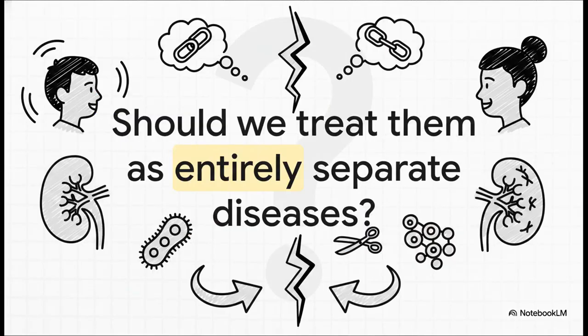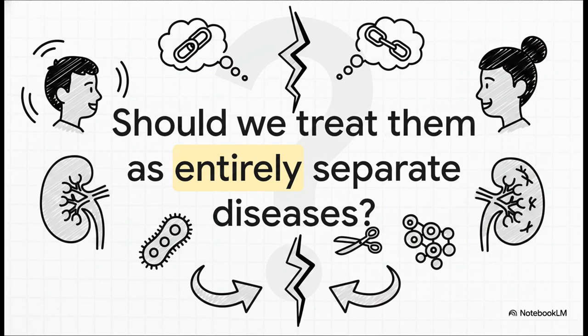So, I want to leave you with a final thought-provoking question. We've shown that childhood PSGN and adult IRGN are different in every single way that matters: the patient, the bug, the timing, the clinical picture, the pathology, and most importantly, the prognosis.